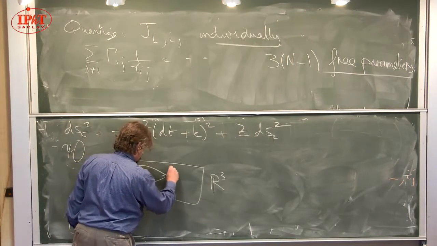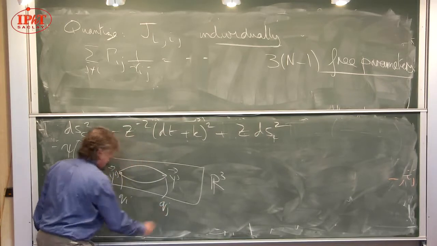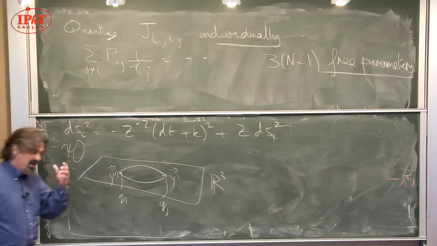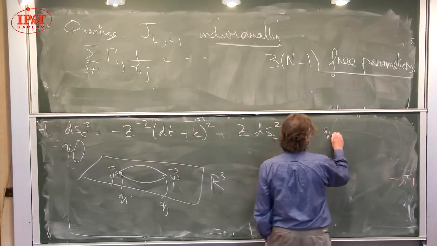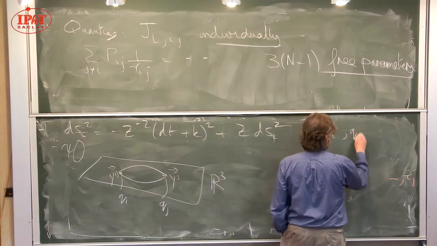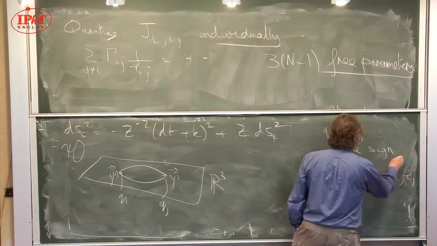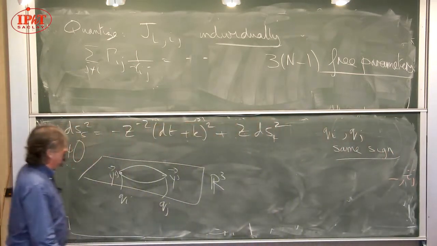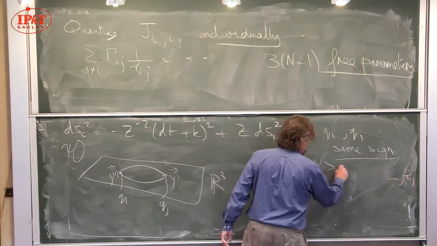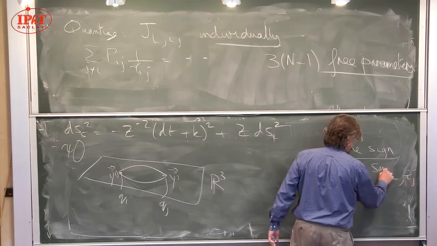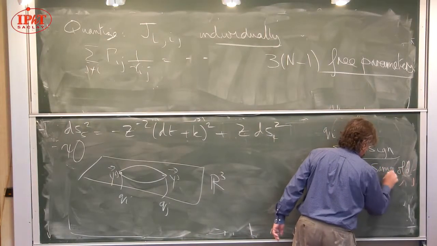Yj, and there are some charges, qi and qj. Now, to get a sort of intuitive picture of what's going on, if the qi's and qj's have the same sign, say positive or negative, the geometry isn't terribly surprising, because what actually happens is if they have the same sign, if they're both positive, it's just the same old Gibbons Hawking GH story.